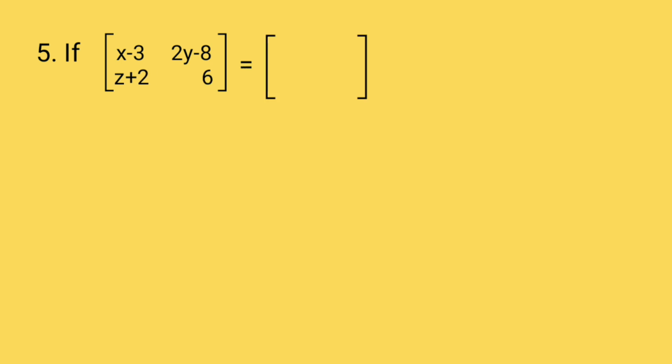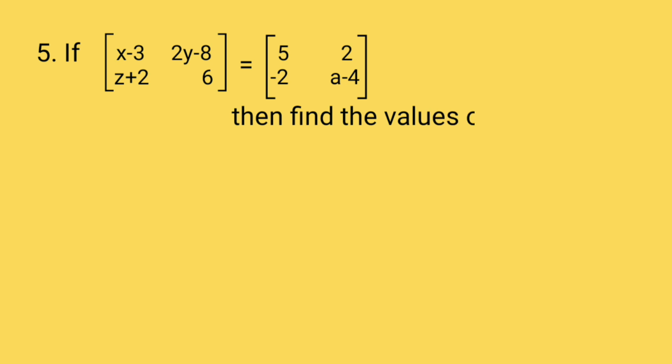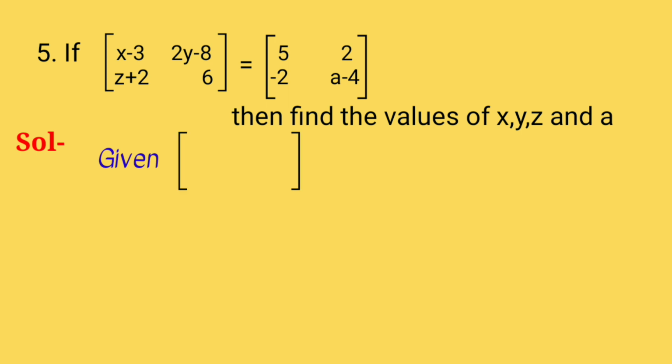And here the next one, fifth question. If the matrix [x-3 2y-8; z+2 6] is equal to another matrix [5 2; -2 a-4], then find the values of x, y, z and a. Let's do the solution. In this we have to find x, y, z and a. So the first matrix [x-3 2y-8; z+2 6] is equal to the second matrix [5 2; -2 a-4].